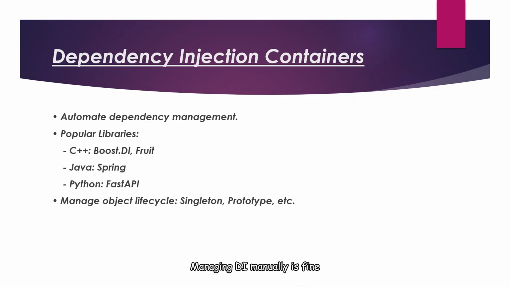Managing DI manually is fine for small projects, but as projects grow, we need automation. That's where dependency injection containers come into play. These are special libraries or frameworks that automatically resolve dependencies, instantiate objects, and even manage object lifecycles like singleton, scoped, or transient. Examples include Spring's IoC container, Guice for Java, Boost.DI for C++, and even .NET Core's built-in DI container.